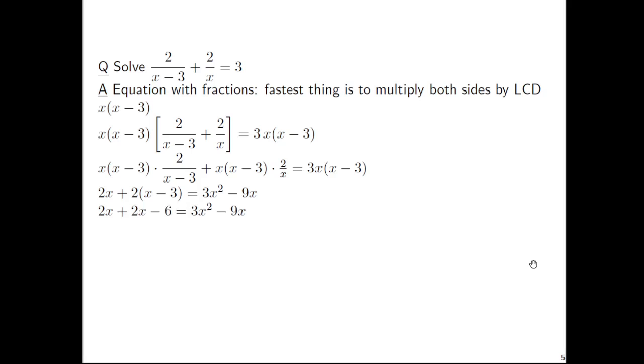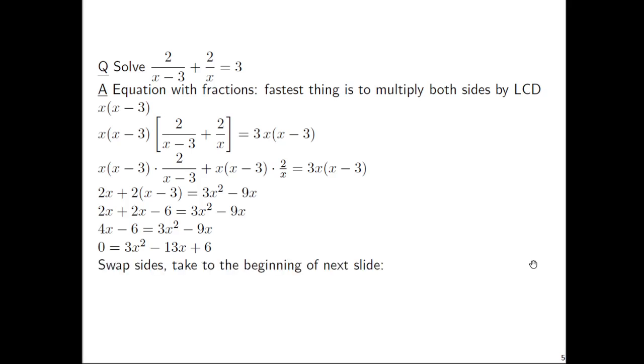We can distribute the 2 on the left, maybe do a little bit of collecting like terms, and it looks like we're going to have a quadratic. So adding and subtracting terms on both sides to have a 0 on one side will look like this. I think it'll help us if we just swap the sides and take this to the beginning of the next slide. So at the top of the next slide, let's have 3x squared minus 13x plus 6 equals 0.